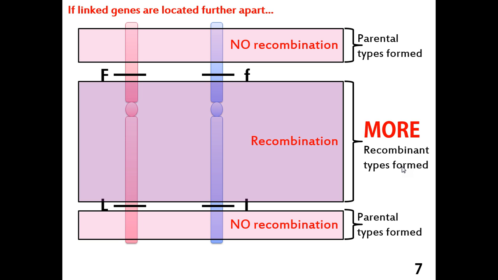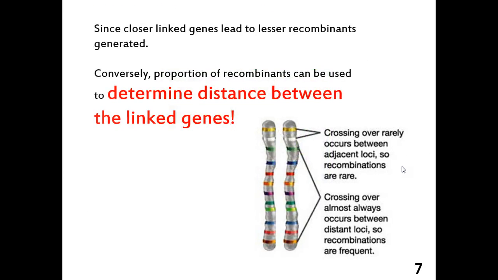So what does this all imply to us? When two genes are closer or further apart, they will influence the number of recombinants that we can observe. Conversely, we can use the proportion and number of recombinants that we observe to determine the distance between the linked genes.